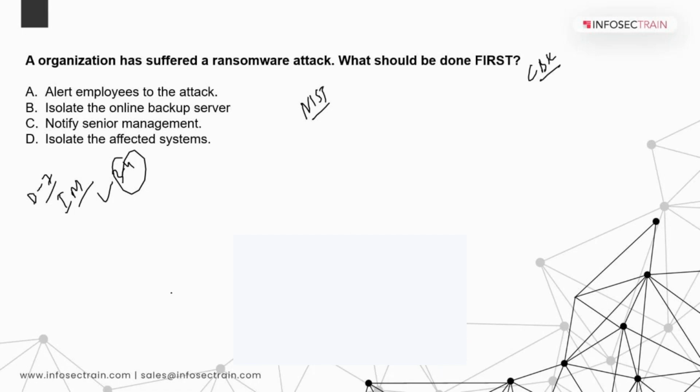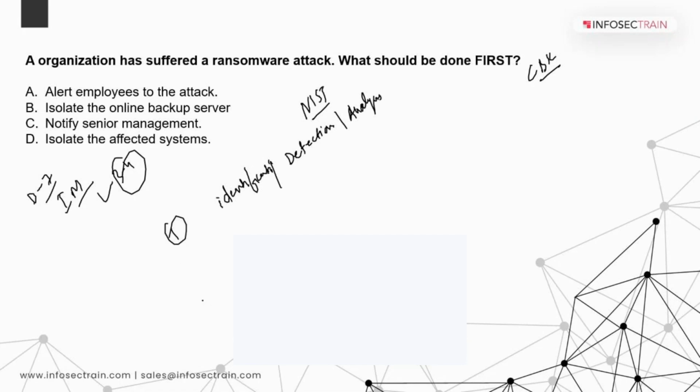So NIST has only 3 steps. What are they? Your detection, or you can say your identification, or you can say your analysis. Okay, this is your first step.